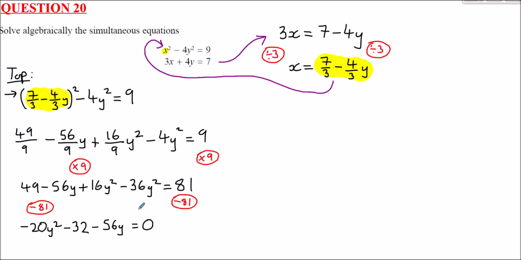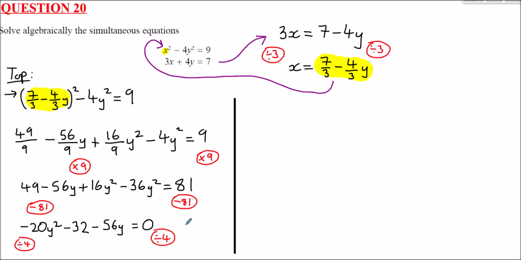Next, my suggestion would be to make this a bit simpler. So I'd suggest multiplying it by a negative to get the y squared term and all the other terms as positive. However, if we look at these numbers here, all of them are factors of 4. So we could divide by minus 4 on each side. Obviously 0 divided by minus 4 will just stay at 0, so we can do that very easily.